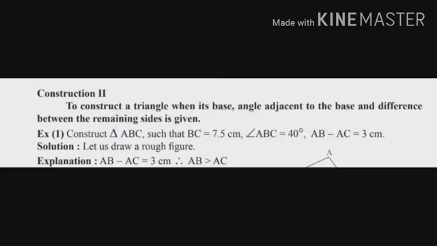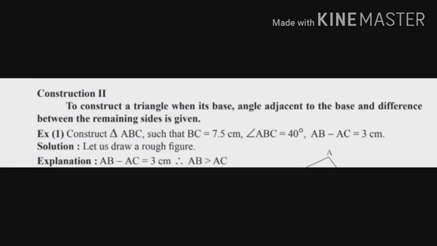Practice set 4.2 is based on the construction in which length of base, one adjacent angle and the difference between the remaining two sides are given to you. Here the difference is that in practice set 4.1 sum of two sides are given, and in practice set 4.2 difference of two sides are given to you. By observing the information given to you, you have to construct the given triangle.